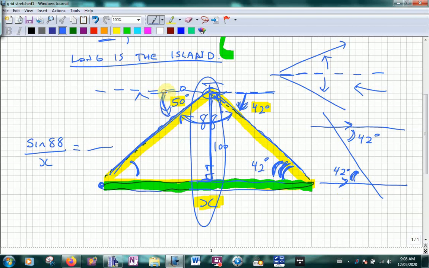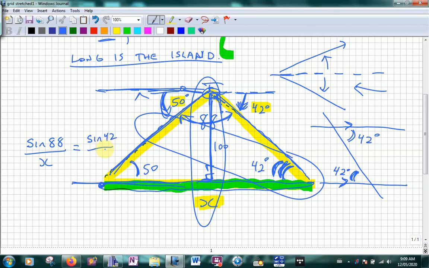And vice versa. Again, these are both horizontal, aren't they? They're parallel lines. If that's 50, that is 50. So if I'm looking at this and this, I know that's 42. Sine of 42, but what is this? How can I get that?